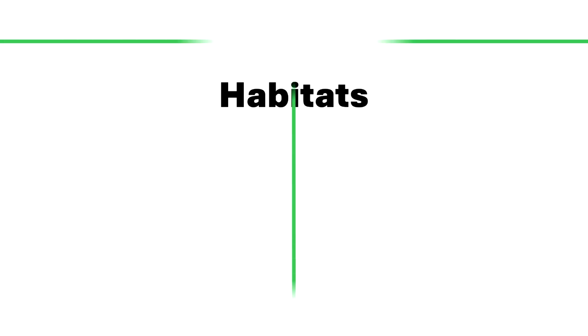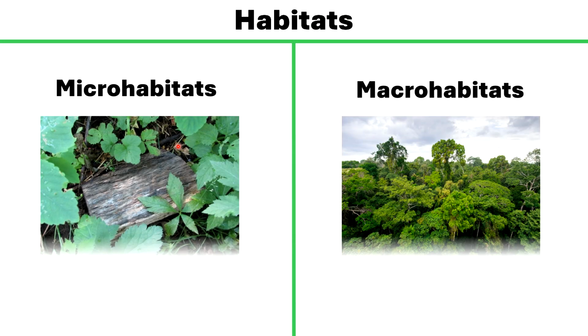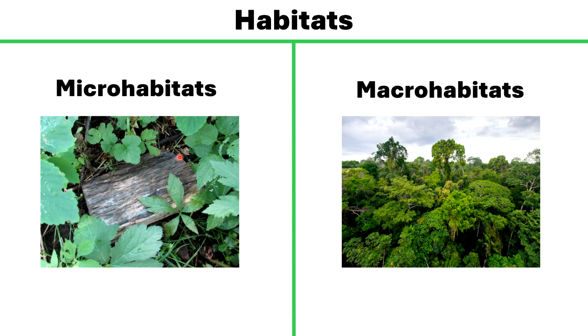Starting with habitats, we have two types. First one being a microhabitat or a small habitat. It can be as tiny as under a log, and a macrohabitat that can be as large as a whole forest. Now both of these have biotic or living factors in common, and these can be things such as plants, animals, or organisms in general.